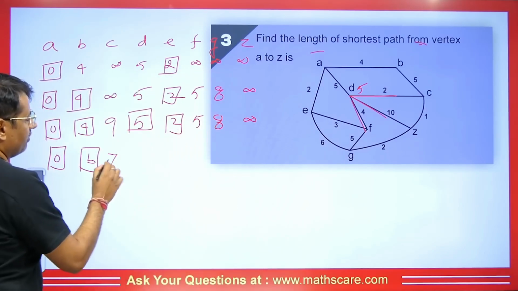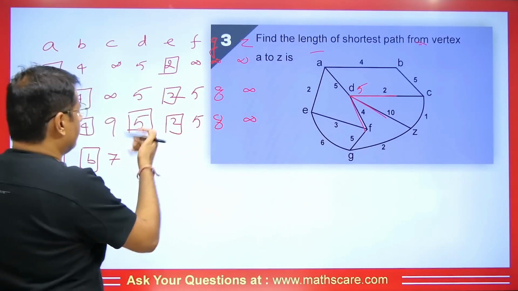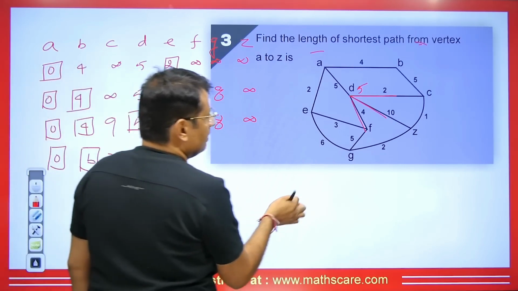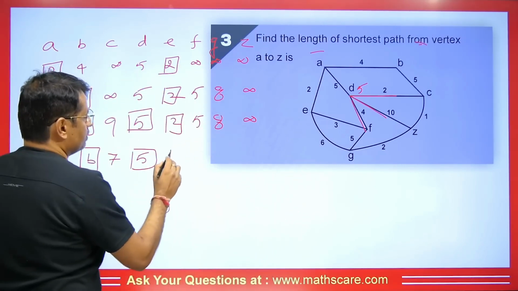Here it is 9. We will write which is minimum. Now listen, from D, this is only 5. So it doesn't matter. So is it possible to go to E from D? No. So we will leave it. This is 2, take it as it is.